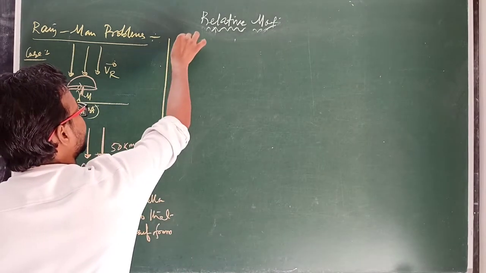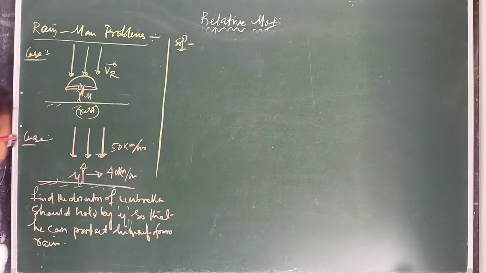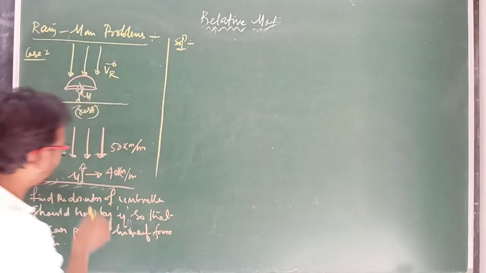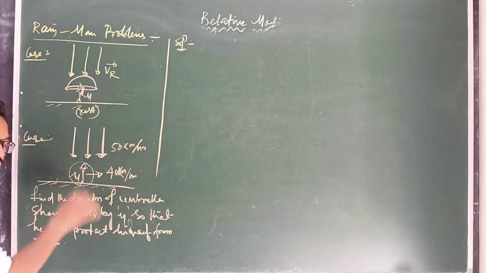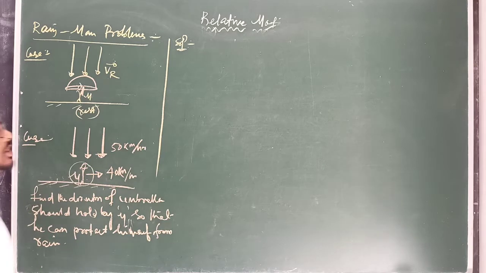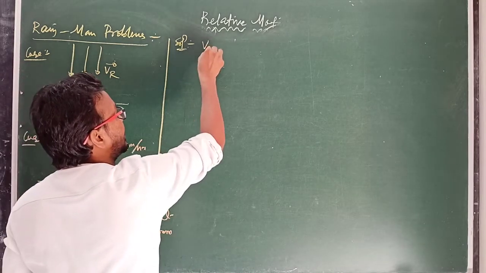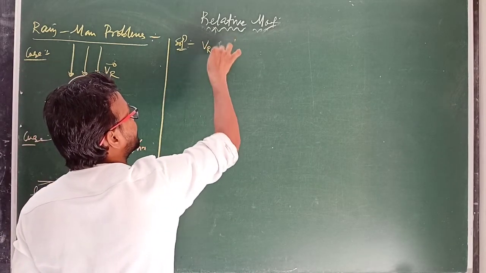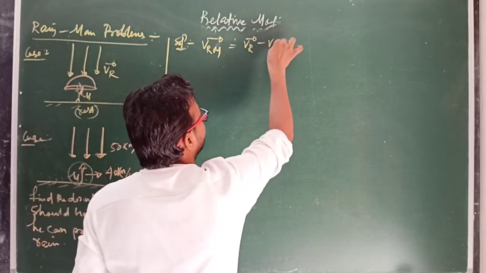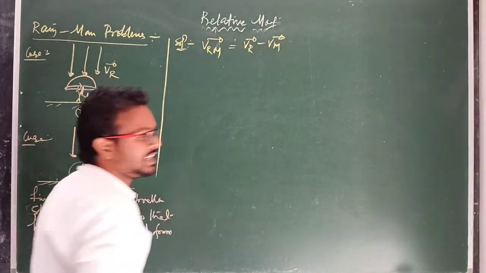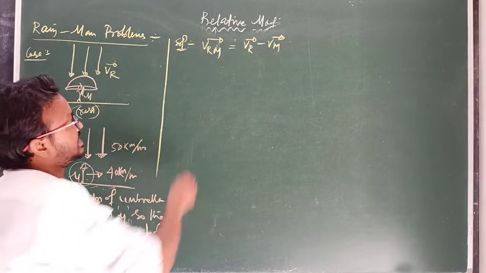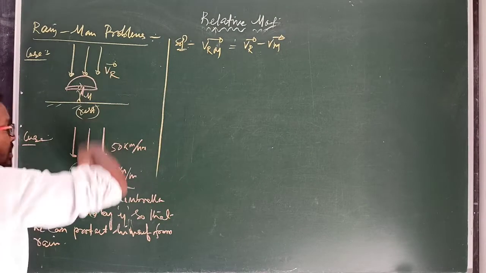come to the solution part. So in this case, first we have to use vector format, and this is the observer. You have to always choose in a rain-man problem the observer as the man. Clear? So velocity of rain with respect to man. So we have to write here velocity of rain minus velocity of man. So first we have to find velocity of rain. So here velocity of rain, this is downward direction.